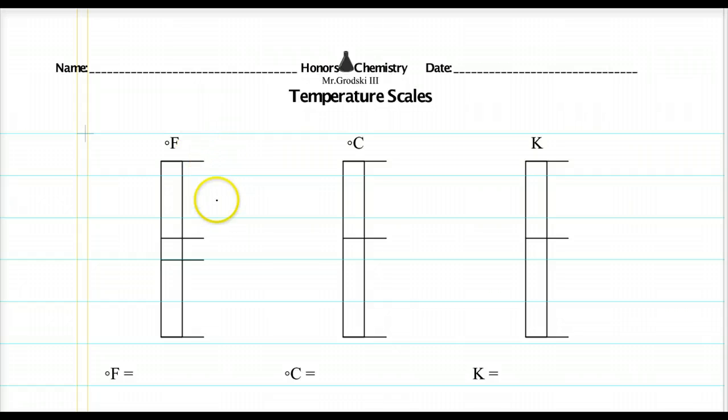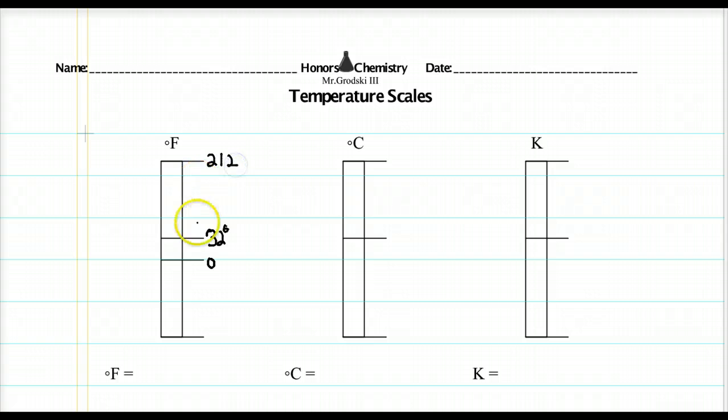So this Fahrenheit, okay, this was the coldest temperature that he dealt with. This was his 0, which was a salt-ice mixture. All right, and this was the freezing point of water. He made this 32 degrees. And this was, of course, 212 for water.